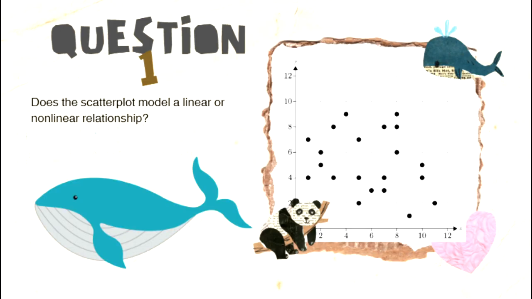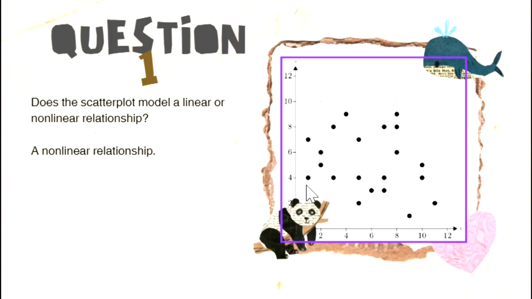Here's question number 1. This is all you. Does the scatter plot model a linear or non-linear relationship? Speed round. This one is non-linear because you don't know where to draw the line.